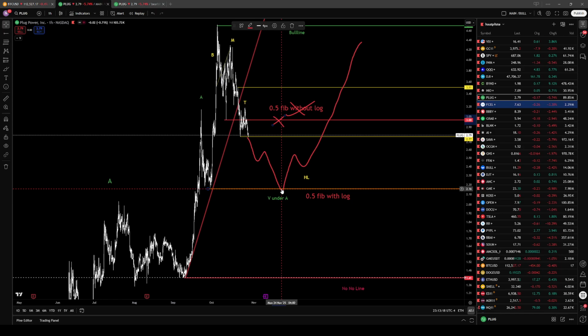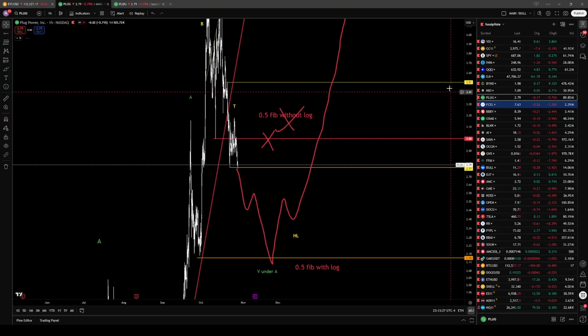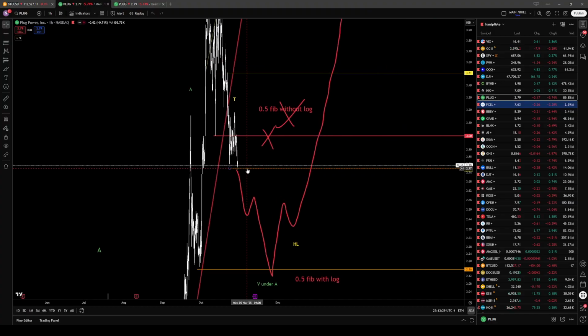And our next target would be 216 for the bounce, then high, low, and then we go. Confirmation, we did it. The confirmation was 277.